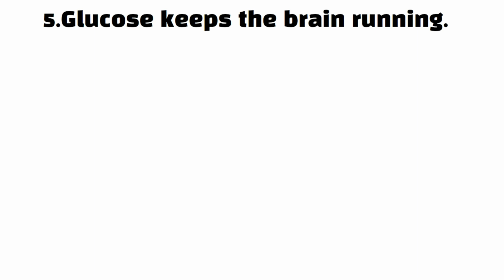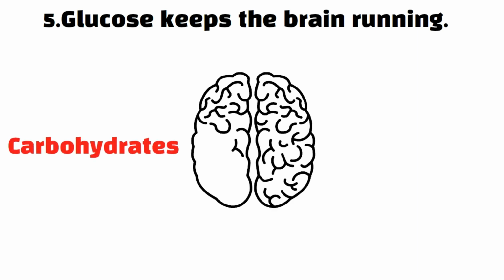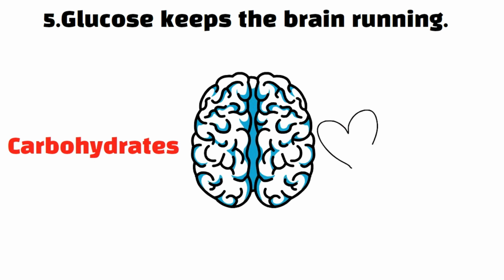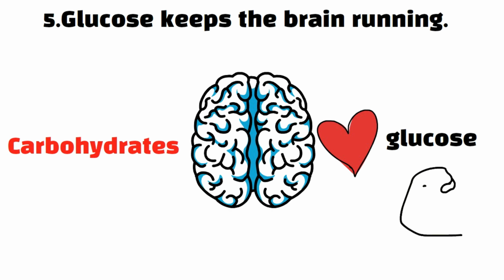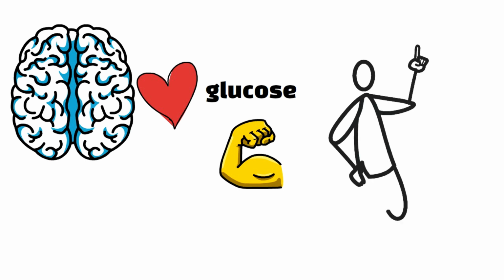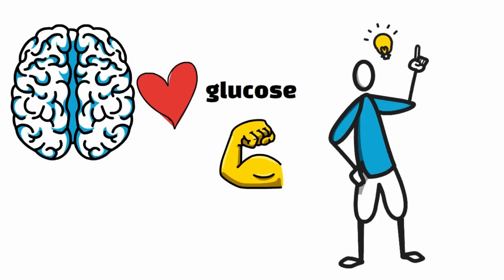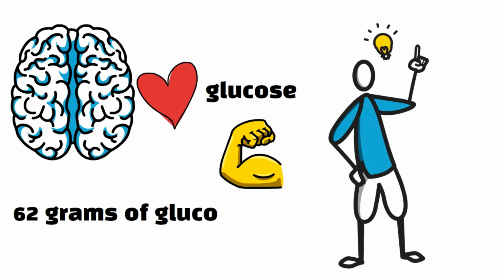5. Glucose keeps the brain running. Carbohydrates can be a controversial topic in dieting, but for the brain, the sugar called glucose is key. The brain relies entirely on glucose for energy, which is supplied by carbohydrate-rich foods, which are broken down into glucose and absorbed into the bloodstream to feed the brain's cells. An adult brain needs about 62 grams of glucose per day to stay healthy and active.